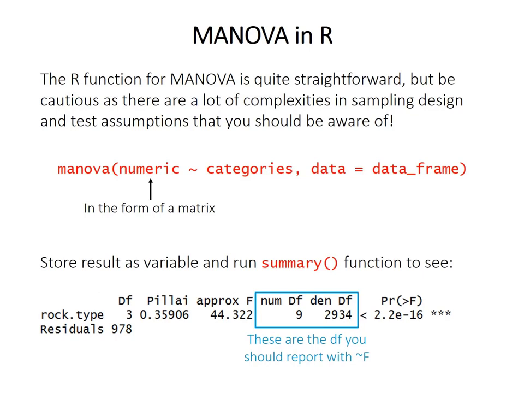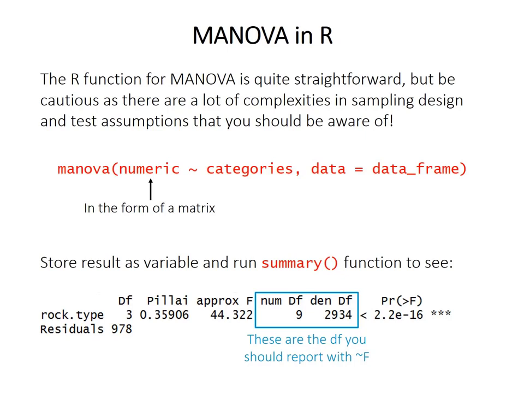So you should store the MANOVA result as a variable and then run the summary function to see the details. The output is quite brief. This is basically all you get for the output, but it gives you all the details that you need. I'll point out that there are two sets of degrees of freedom. On the left, there's the DF column, 3 and 978 in this case. But actually, the one that you want for your approximate F is the box with the numerator and denominator DFs, 9 and 2,934 in this example here. So those are the ones that go with the approximate F that you're reporting.